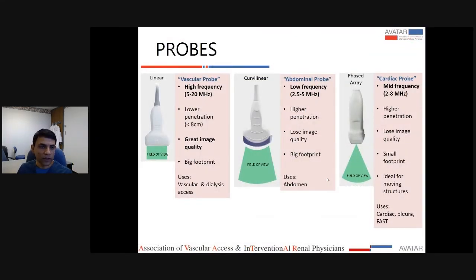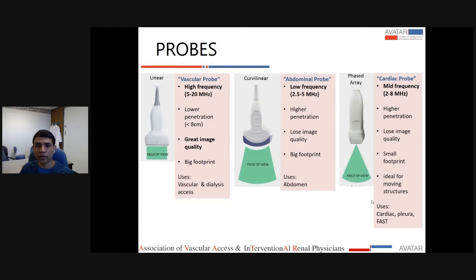Let's talk about probes. There are three main probes that are used for ultrasound by the ultrasound machines. On the far left is the linear probe, also known as the vascular probe. This is the kind of probe I use to evaluate arteriovenous fistulas. These probes have a bandwidth of 5 to 20 million hertz. Because of their short wavelength, they unfortunately have poor penetration, and the maximum depth that they can go to is anywhere from 6 to 8 centimeters, which is just about enough for us to evaluate our fistulas. Because of their high frequency, they also have great resolution.